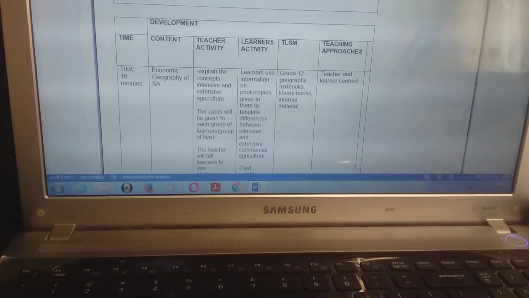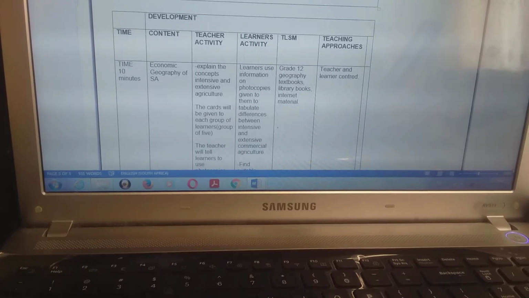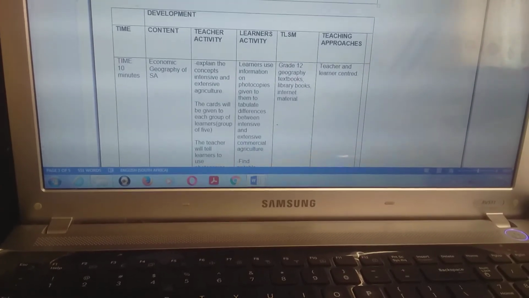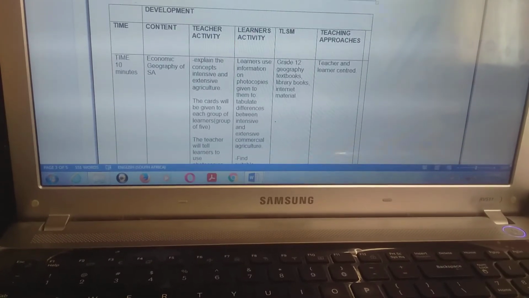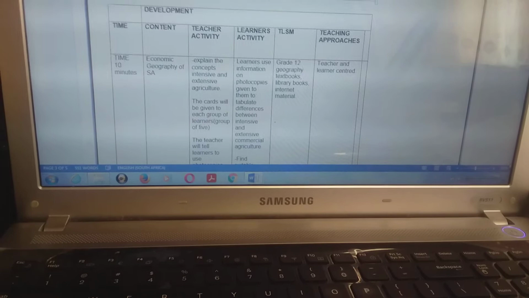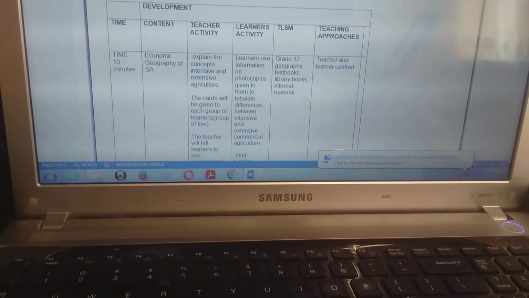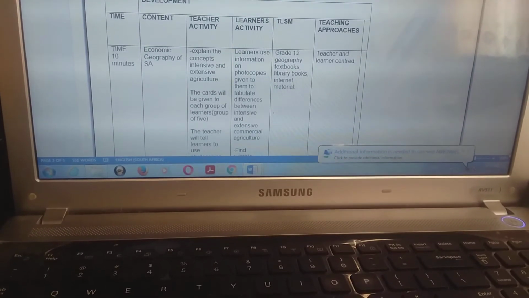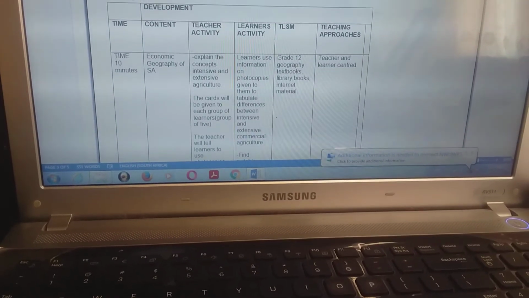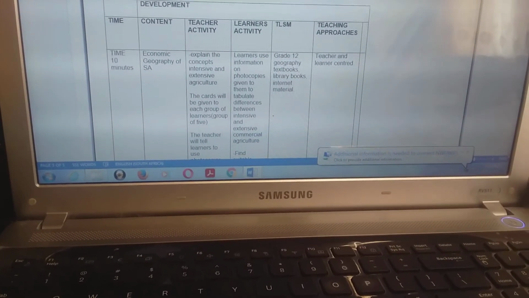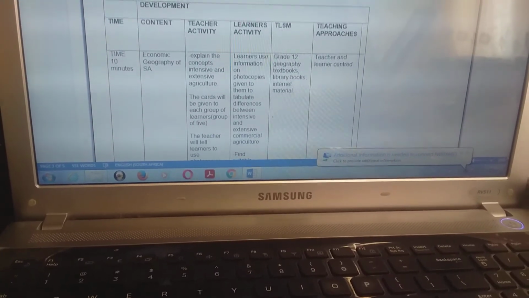Teacher's activity: the teacher will explain the concepts, intensive and extensive agriculture. The teacher will provide learners with cards in groups of 5. Learners use information on the photocopies given to them to tabulate differences between intensive and extensive commercial agriculture. The grade 12 textbook will be used, and other sources in the library, like library books and internet material.